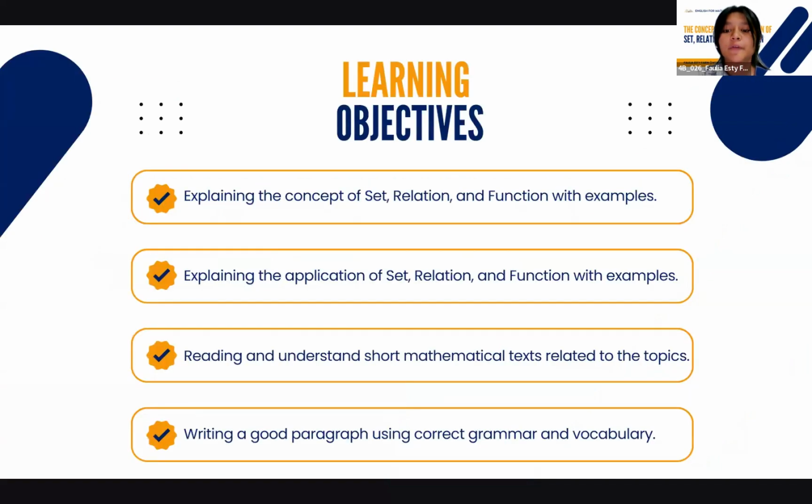Alright, everyone, before we go deeper, let's take a look at our learning objectives. In this lesson, there are four things you are expected to achieve. First, you will be able to explain the concept of set, relation, and function with examples. Second, you will understand their application in real life with examples. Third, you will practice reading short mathematical texts. And fourth, you will try to write a simple paragraph using correct grammar and vocabulary. So, to achieve all these objectives, we need to start with something important, the basic vocabulary in mathematics.